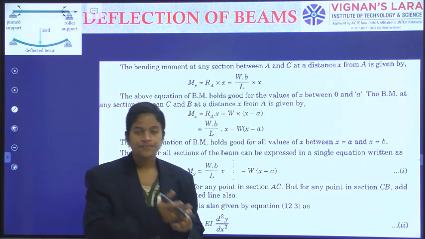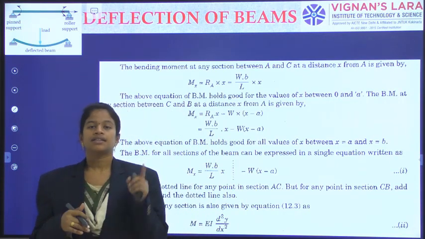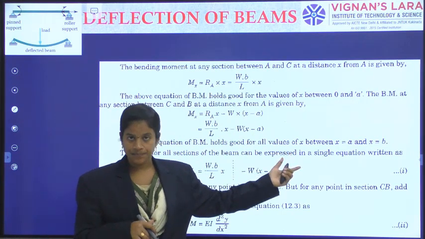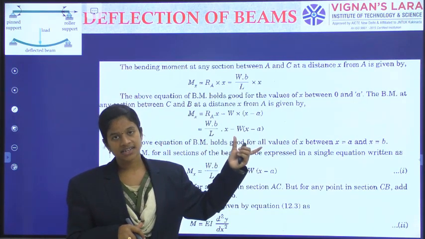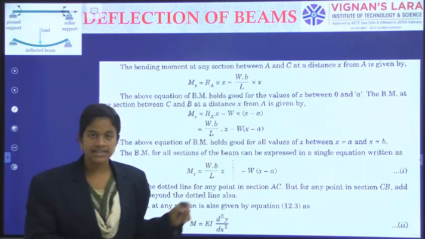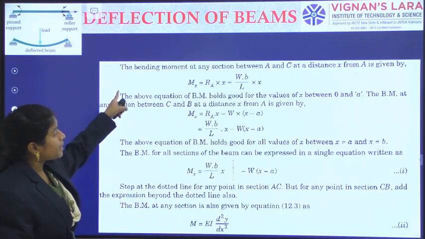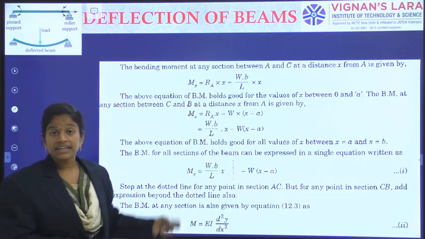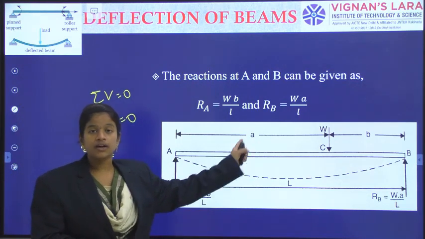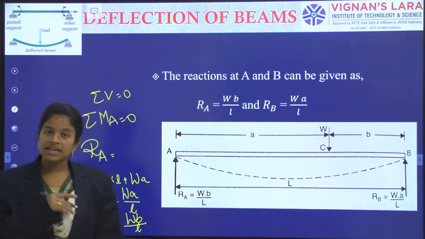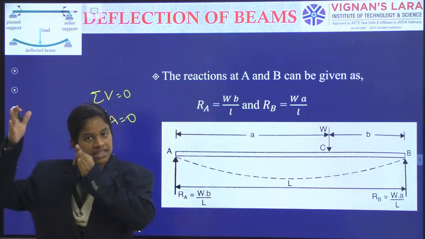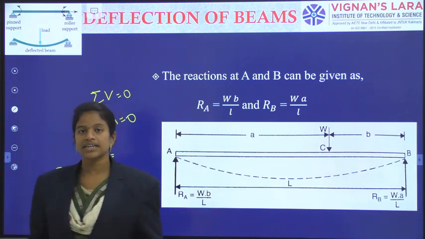Even in Macaulay's or the double integration method, the first step is taking the bending moment at a section, and you have to equate it to EI d square y over dx square. Here, how many spans were there? There was a first equation and also a next equation. So M_x for the first span, equated to EI d square y over dx square, and then M_x for the next span, again equated to EI d square y over dx square.